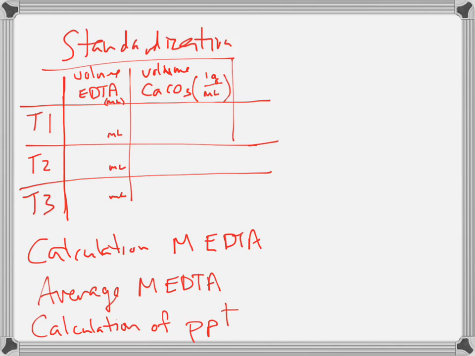This is all the standardization. The precision, okay, how precise were you? That should show up in your standardization section. What's that? The precision. So that gets you through the calculations of half of your experiment.